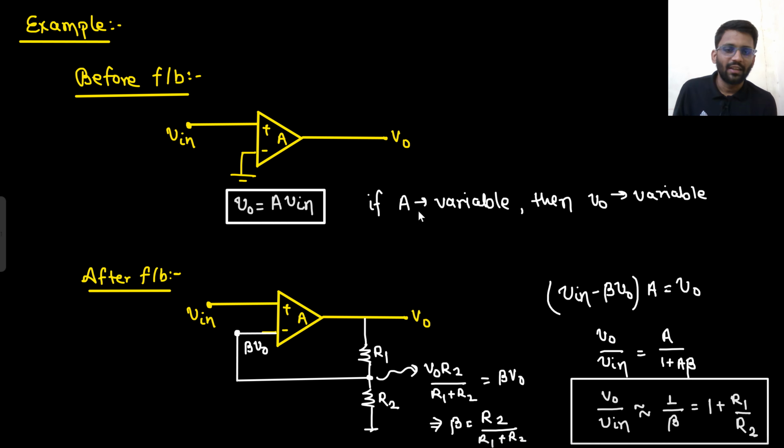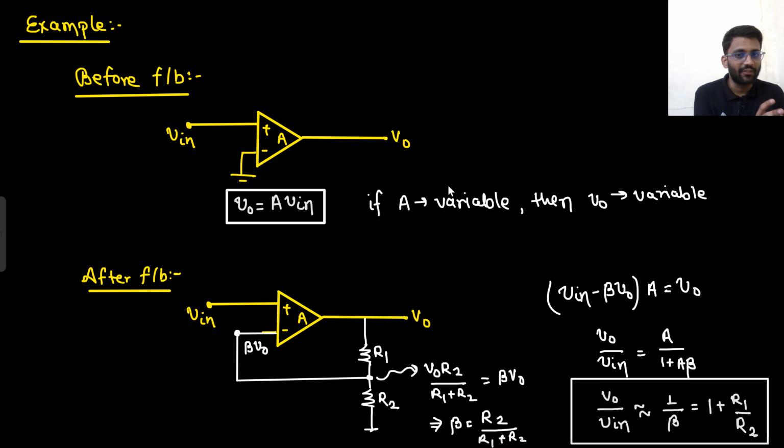So here, even if your A is variable, your gain is constant, that is 1 plus R1 by R2. Now let's just say if your R1 is 1 and R2 is also 1, so what will be the gain? Gain will be 2. So if you put V in equals 1 volt, you will get 2 millivolt. If you put V in equals 2 volt, you will get 4 millivolt. If you put V in equals 3 volt, you will get 6 millivolt.